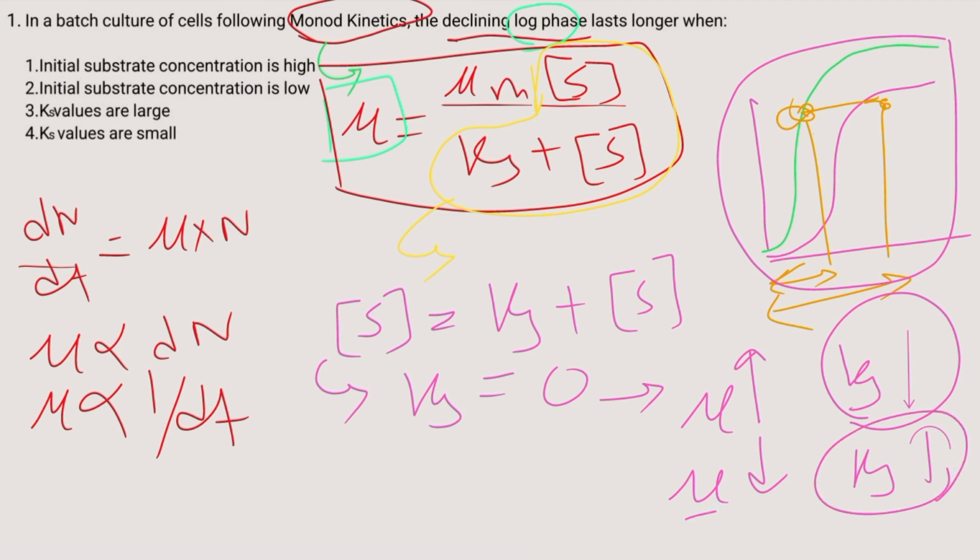So the declining of the log phase is lasting longer due to the Ks value being very large. And from this equation you can see there is no relation of the mu max with the substrate. So it depends on the Ks value only. So 1 and 2 are not possible and 4 is totally wrong. The third one is the answer.